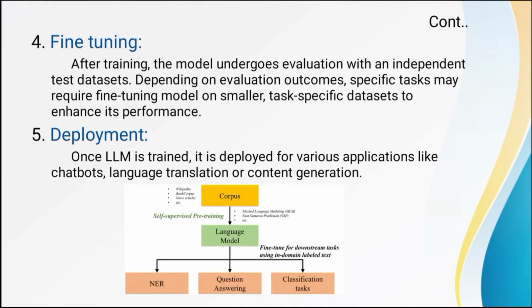Optimization is also done. After the three steps of training, the model undergoes evaluation with independent test datasets. Depending on the evaluation outcomes, specific tasks may require fine tuning the model on smaller task-specific datasets to enhance its performance. After all these pre-training steps, the LLM is ready to deploy and it works with the applications. Once the LLM is trained, it is deployed for various applications like chatbots, language translation, or content generation. All these steps are hopefully understood by all of you.